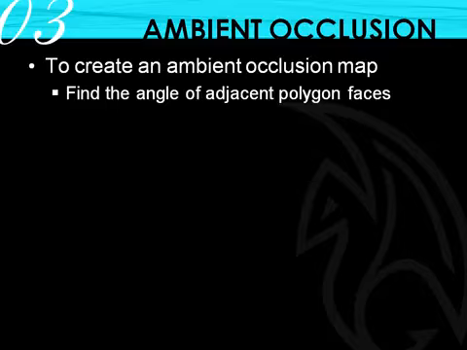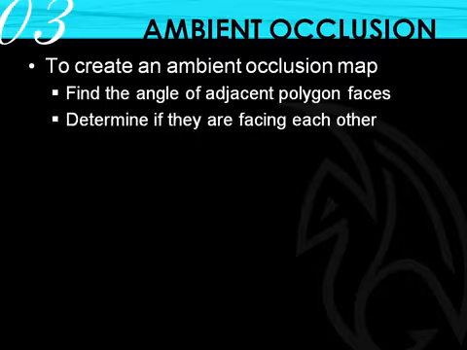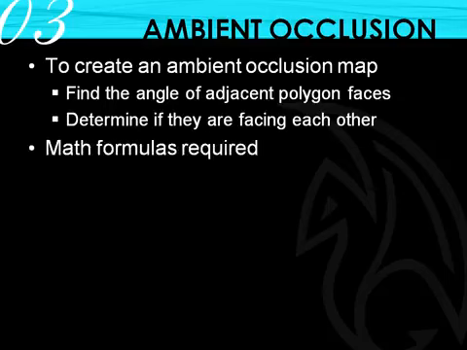So to do that, what do we need? First of all, we need to be able to find the angle of adjacent polygon faces. And then we need to determine if they're facing each other. If they're facing each other and they're close enough, we're going to put a lot of shadow. And if they're spread apart, we're going to put very little shadow. So the math formula is required to do this.